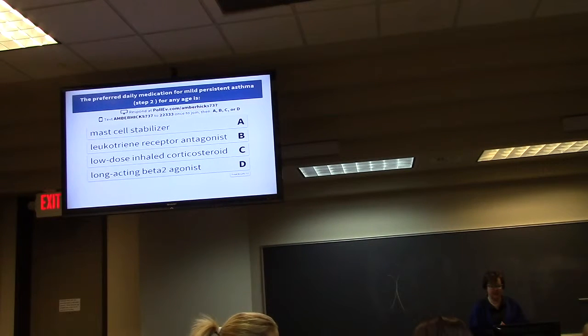So the preferred daily medication for mild persistent asthma, for any age.